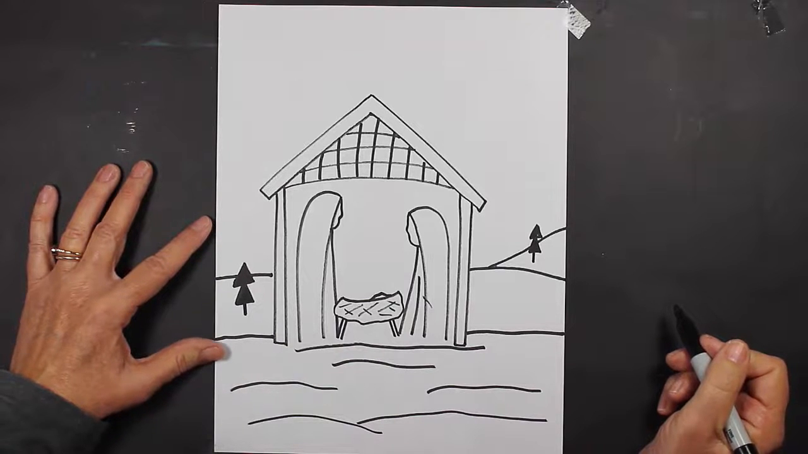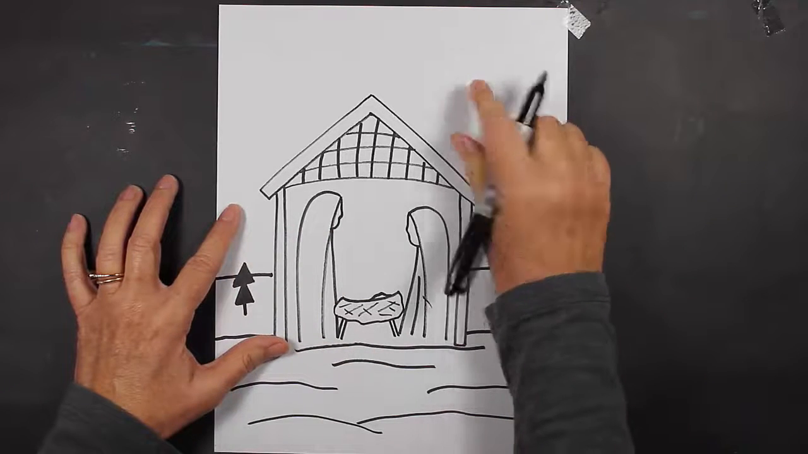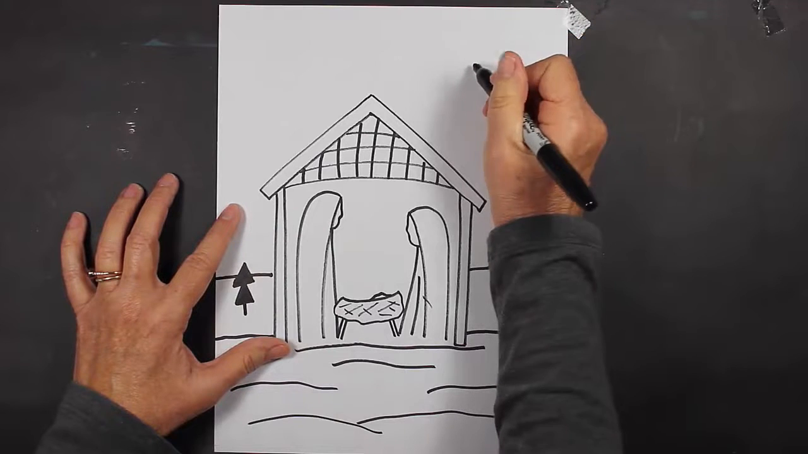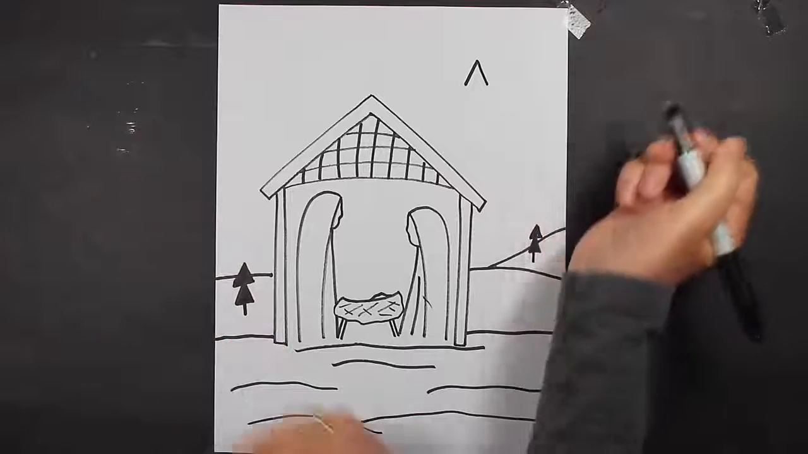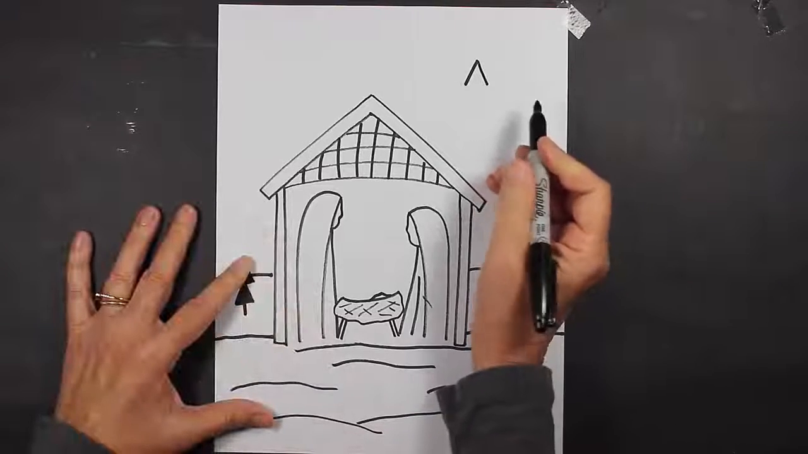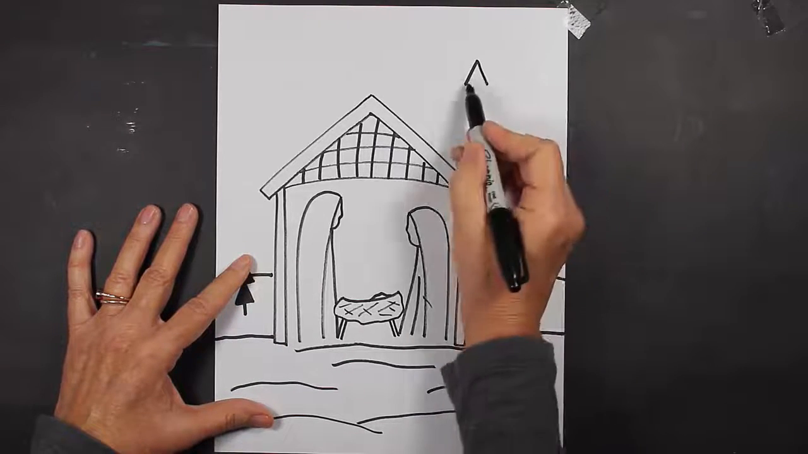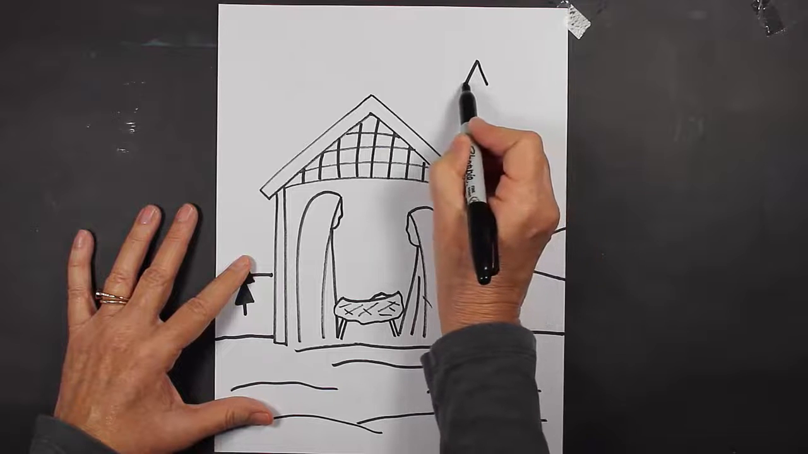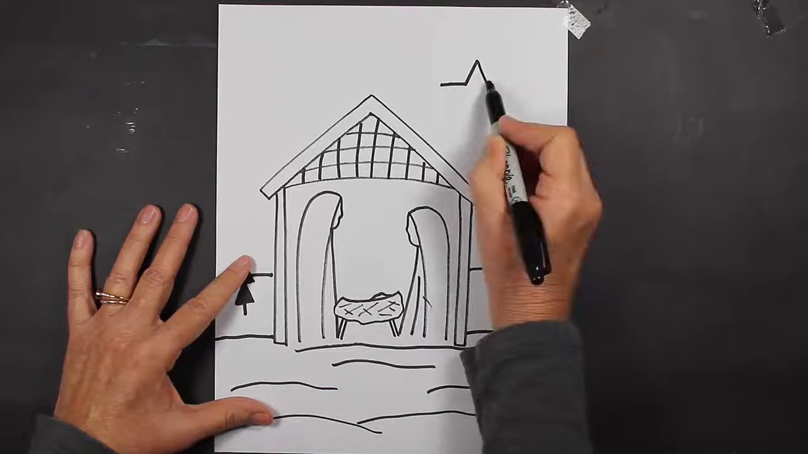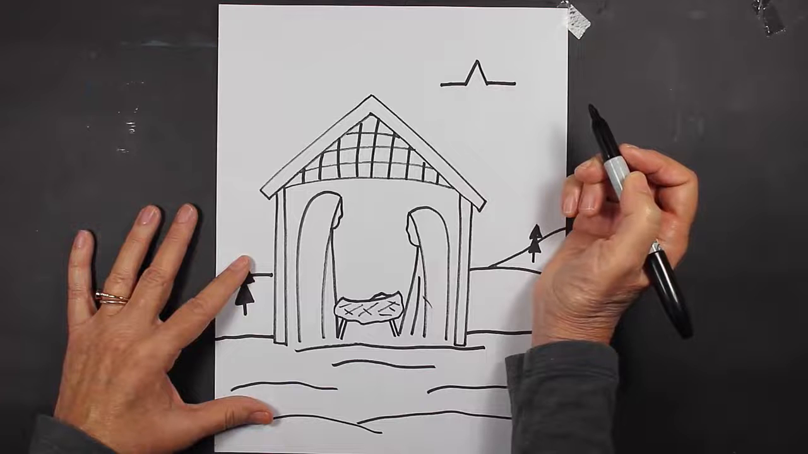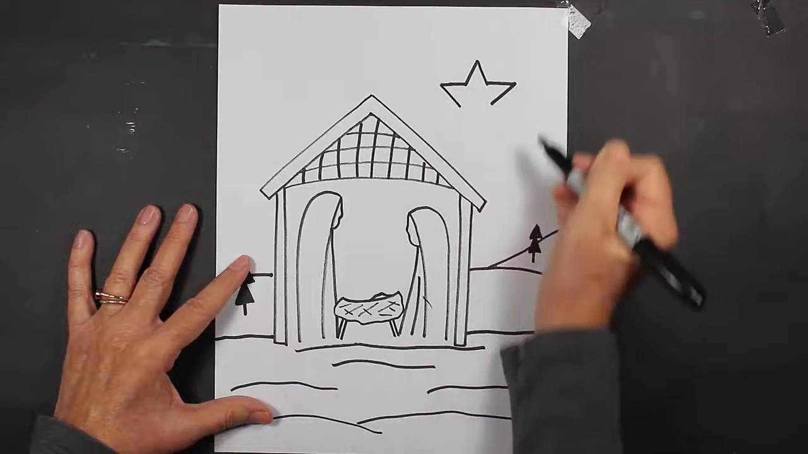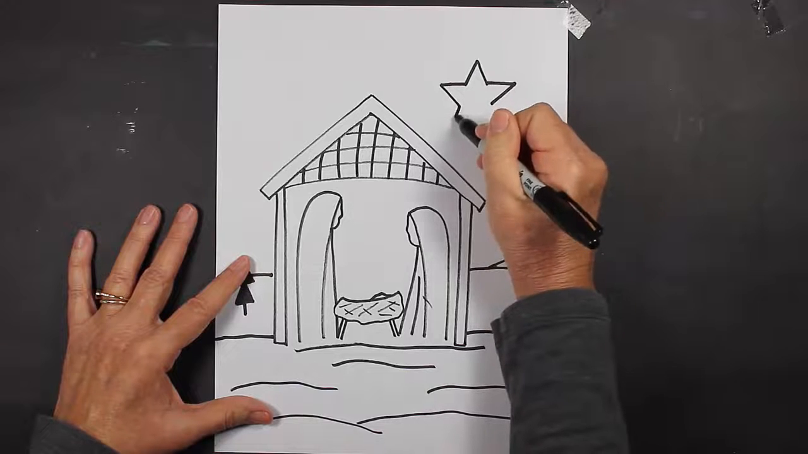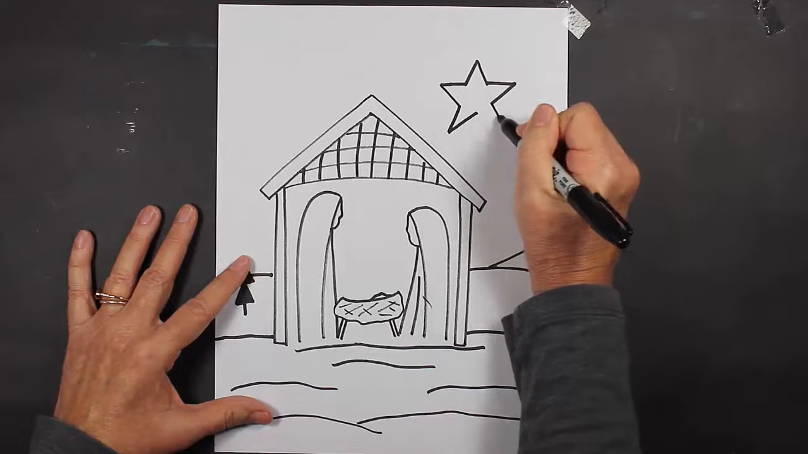Now let's make a star. I'm going to make a star up here. And I think what I'm going to do is just make this type of a star. There are different types of stars that you can make, but this is the type that I like for my nativity scene. So you make an upside down V, and then you make two lines coming straight out, two lines coming down, and then two more V's like this.